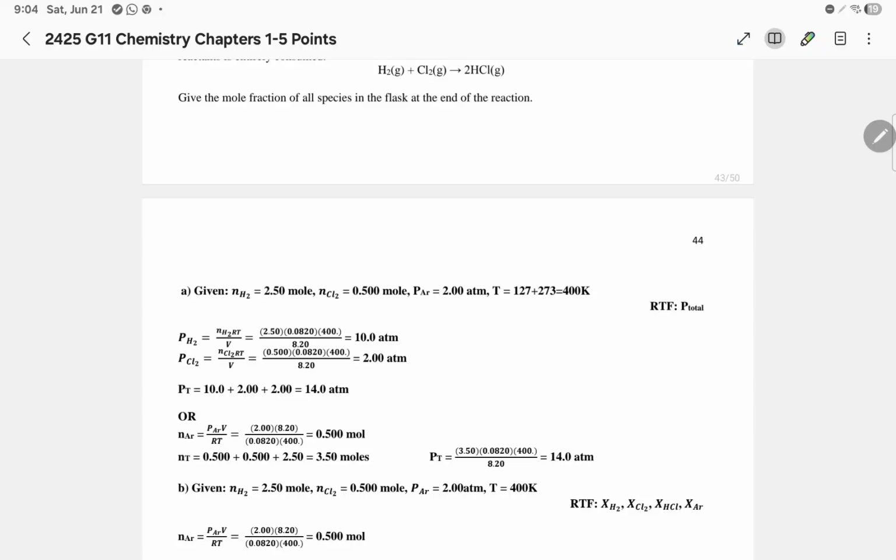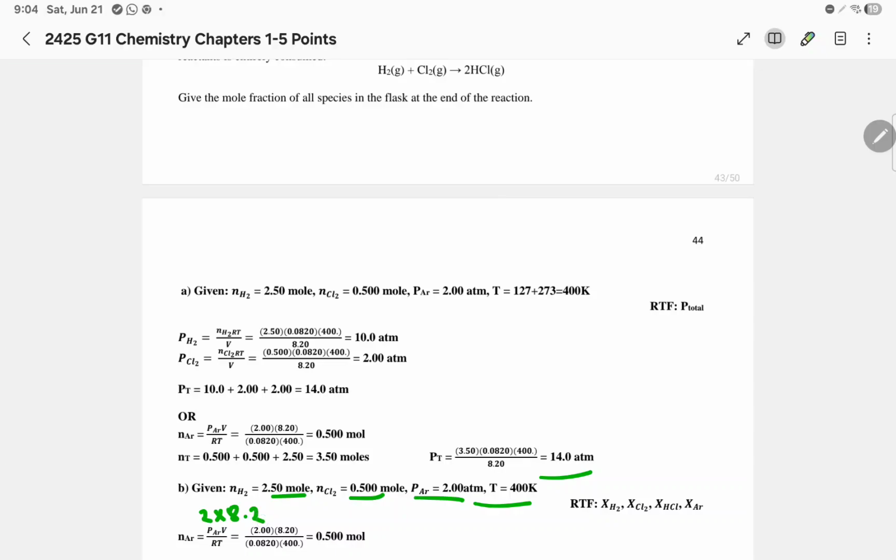Since we already have the moles of H2 to be 2.5 and the moles of Cl2, and we have the partial pressure of argon and the temperature and the total pressure, we know that we can find the moles of argon. How? We do PV equals nRT. We already have the partial pressure, which is 2, times volume, which is 8.2.